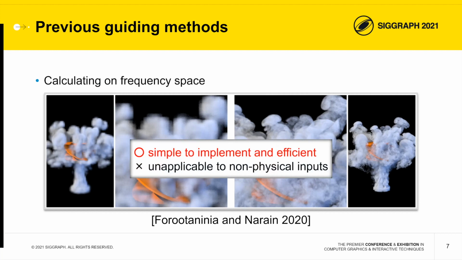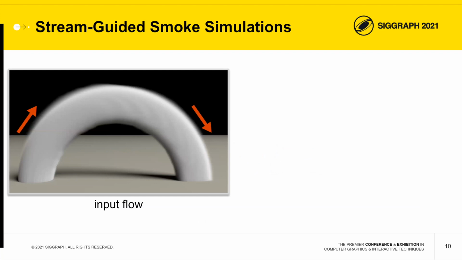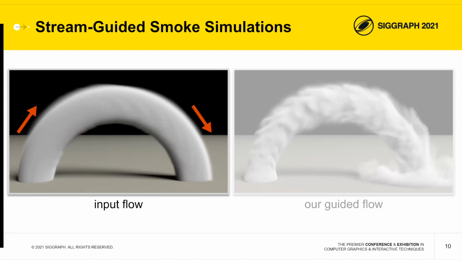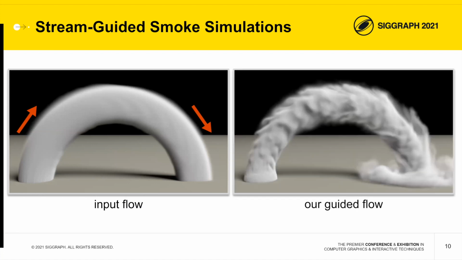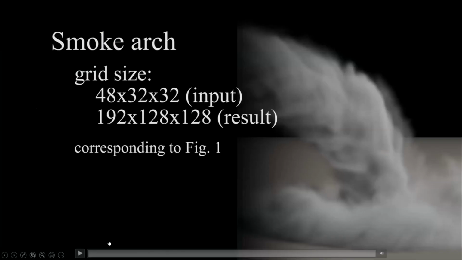However, we found that this method does not work for non-physical inputs. This is an example of such non-physical input. In this case, we do not use a fluid simulation to prepare the input low resolution velocity field. Instead, we manually create a very simple velocity field like this one to make the smoke form an arch shape as shown here. The previous method does not work well for this type of non-physical input, but our method can produce convincing results. So let me show you some comparison.